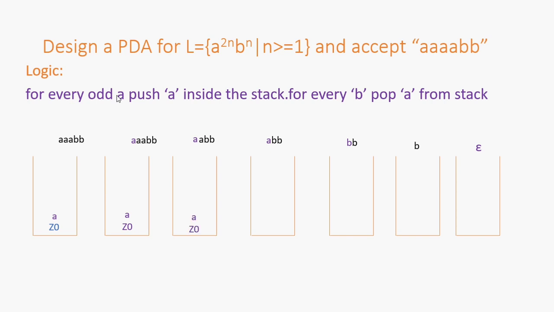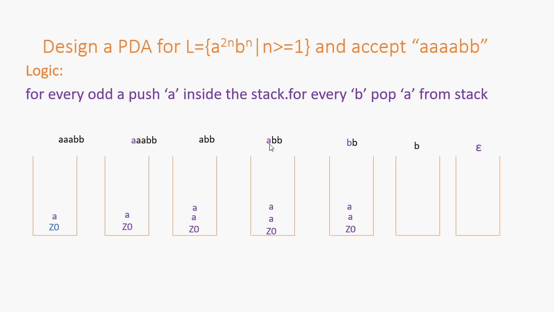Now we proceed to the third a. When we are getting a third a, that is again an odd number of a. Top of the stack is a now. So in this case, we will push a inside the stack. Now, the next case is the fourth a. So this a is called the fourth a, that is an even number of a's. So in even number of a's, we are not making any changes in the stack. That means the stack remains intact. So we are not doing anything.